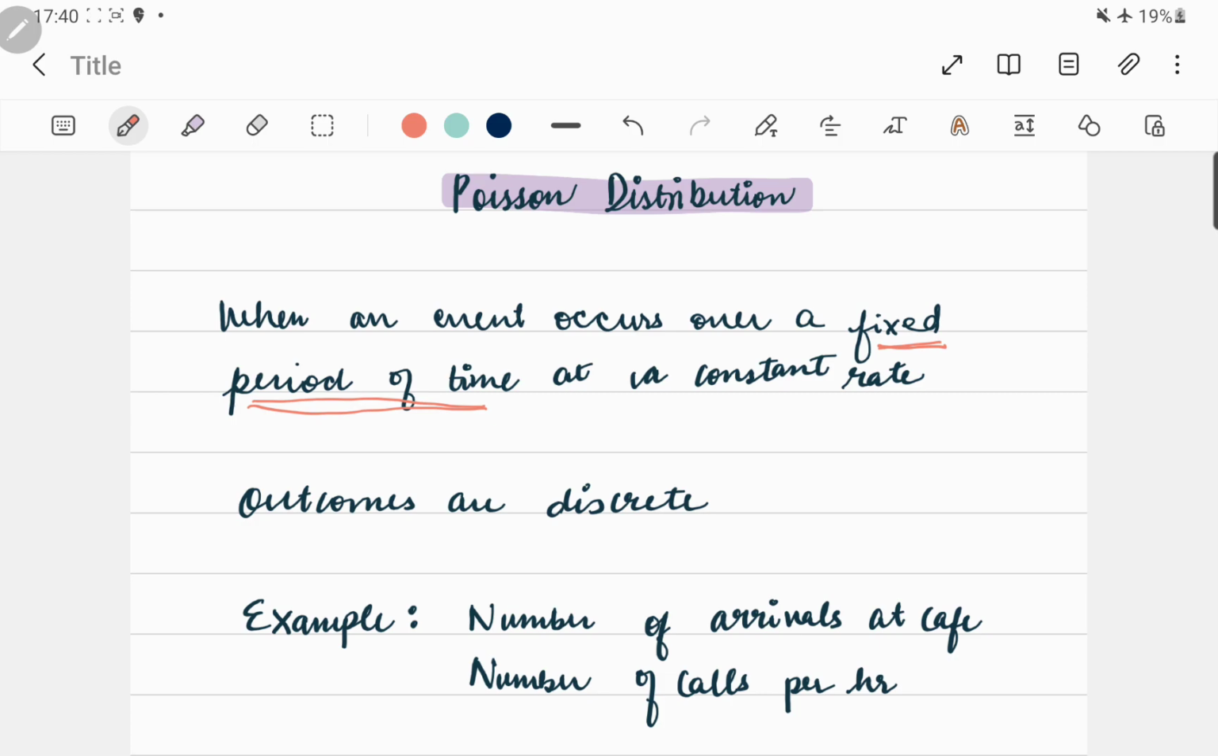So when an event occurs over a fixed period of time at a constant rate. Okay, so we are going to also discuss this constant rate. For now, let's say it is lambda. Okay, and obviously the outcomes are discrete. We are discussing a discrete distribution, so it will always be an integer value. It can never be decimal points.